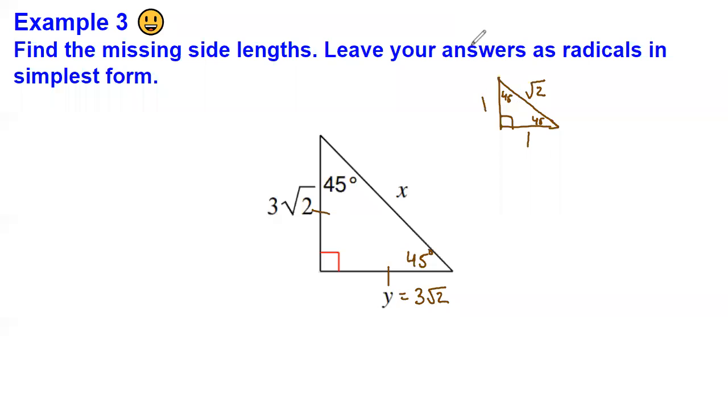So let's go ahead and see. This is figure 1. And this is figure 2. I'm going to do figure 1 over figure 2. What is the side that we need to find out here? X. Is that going in my figure 1 or figure 2? Denominator. So this is going here. What is the corresponding side to x on figure 1? Square root of 2. Perfect.